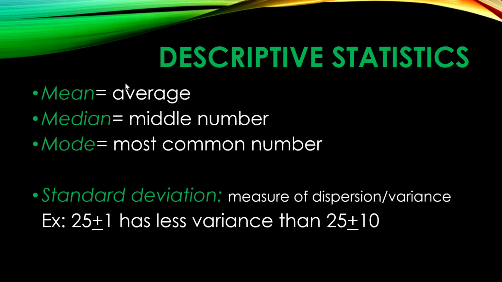Some of the descriptive statistics that you'll see are mean, median, and mode. These are very common terms. Mean means average, median is the middle number, mode is the most common number. You'll also hear in descriptive statistics standard deviations, which is kind of like the measure of dispersion. So it's like the plus or minus factor.